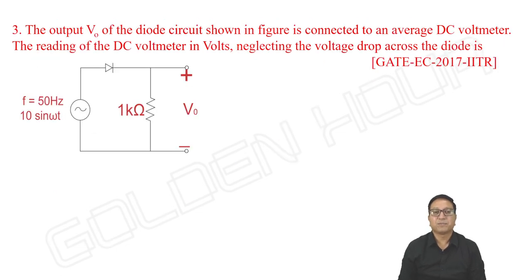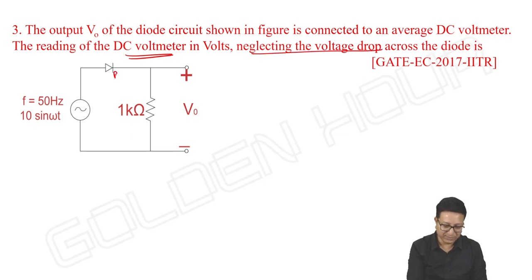The output VO of the diode circuit shown in the figure is connected to an average DC voltmeter. Okay, average meter or DC meter both mean the same. Okay, so the reading of the DC voltmeter in volts, neglecting the voltage drop across the diode is. Okay, what is the reading of the DC meter? Anyway, VDC they are asking. Ideal diode it is mentioned. Neglecting the voltage drop across the diode means RF is 0.